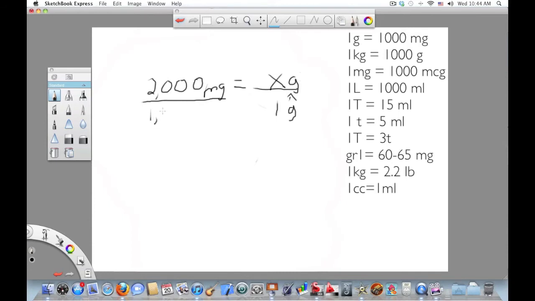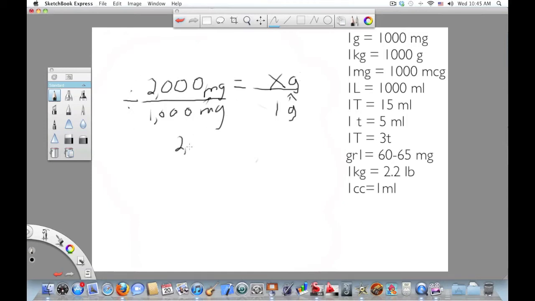And the 1,000 milligrams on the other side, if you see these match. Now, it's underneath the 2,000. So it kind of looks like a division sign. Do you see that? So this is where you know you're going to divide.